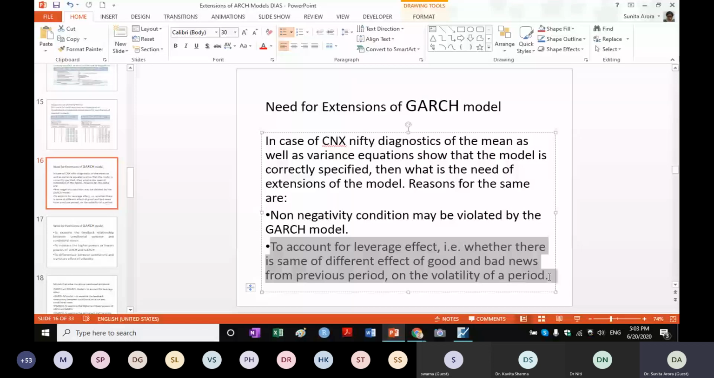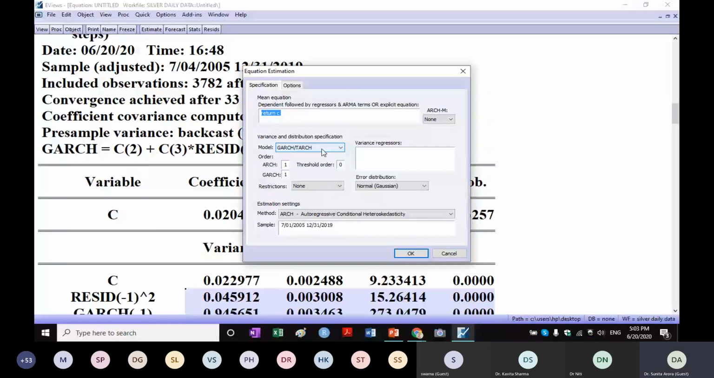How to check the news impact in volatility? Estimate the model. There are two models to check news impact: one is TARCH and the other is E-GARCH. TARCH is also called the GJR GARCH model. Simply convert the threshold order to 1.